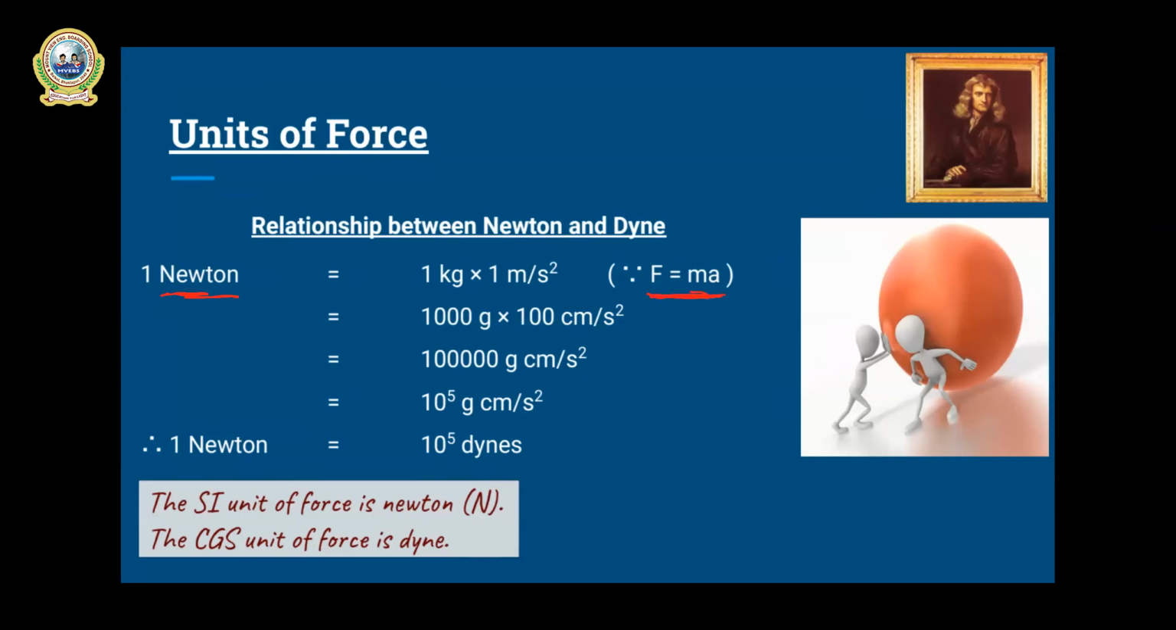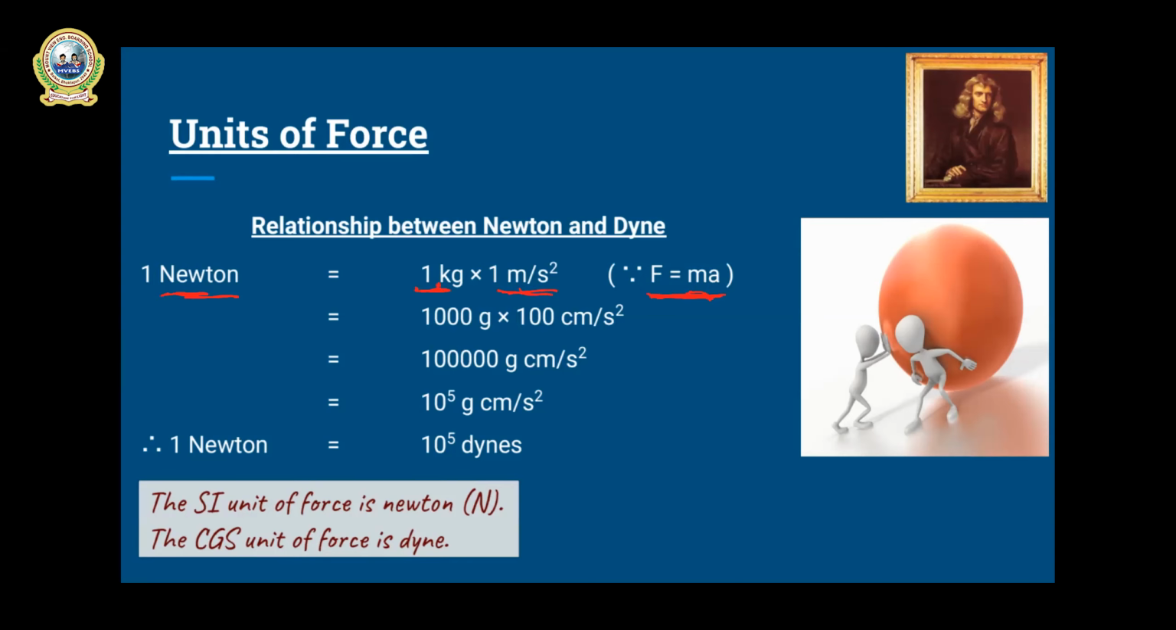F equals ma, in coming days. But you know the formula to find force is F equals ma. Here m is mass and a is acceleration. Mass is 1 kg, and acceleration is 1 meter per second square. So kg is SI, and meter per second square is also SI.